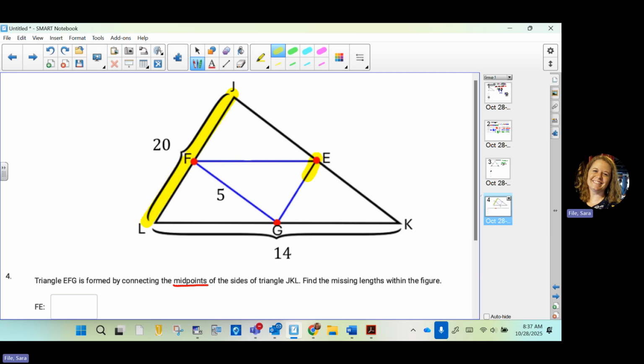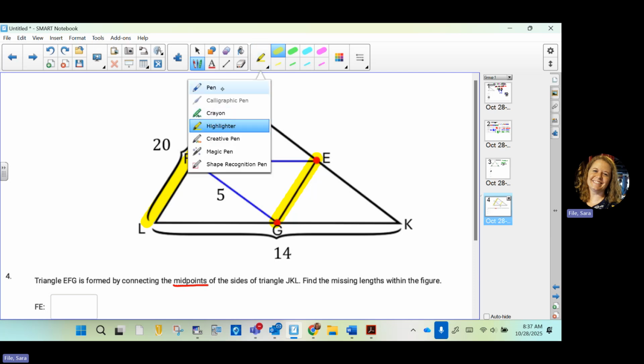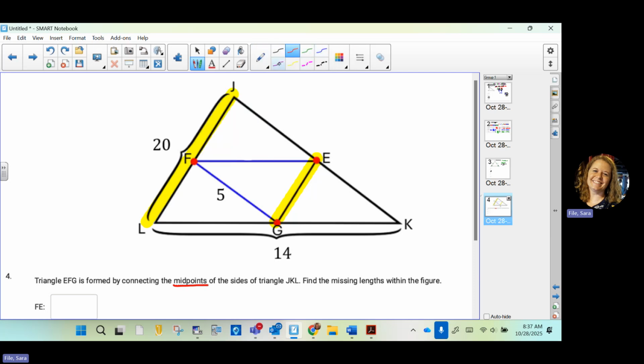So this side is parallel to this mid segment. Do you agree? So that EG, that mid segment, is half the length of that side. So if that side is 20, what is the length of EG? Half the side is 20, so the mid segment length is 10. Yes, it's half. You divide by 2.